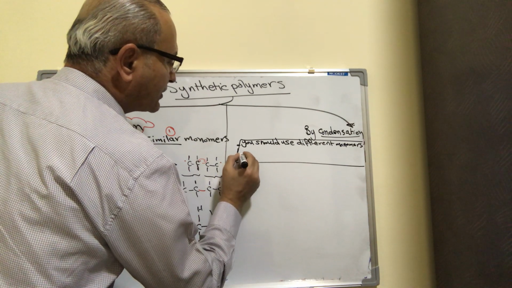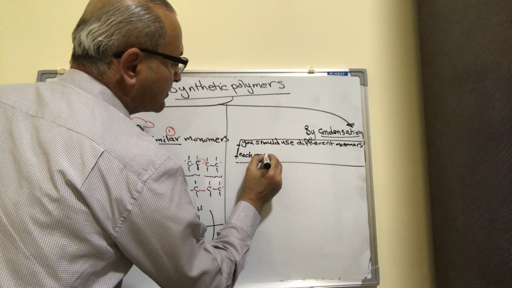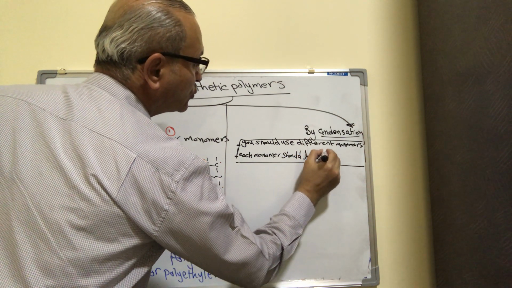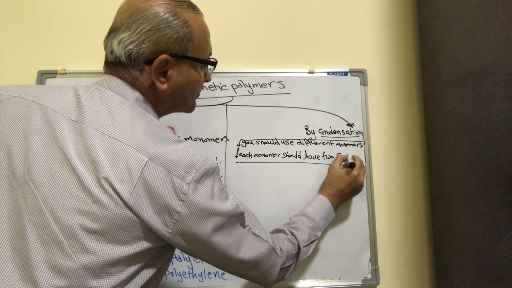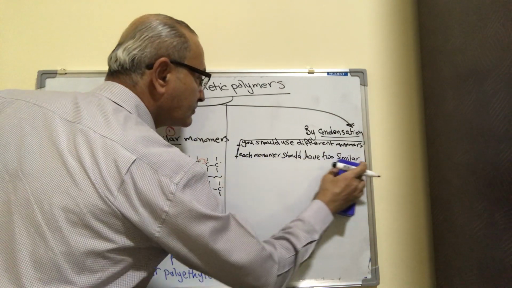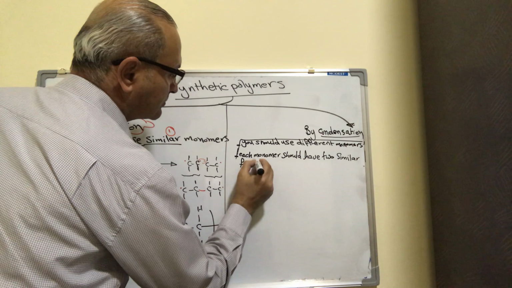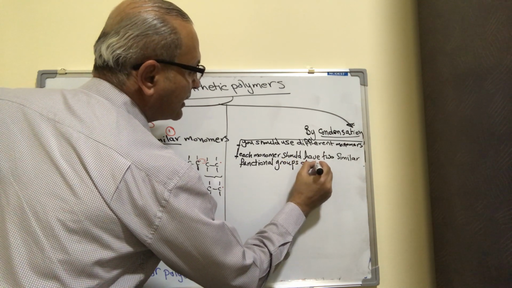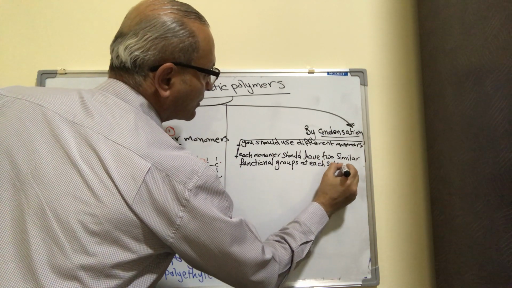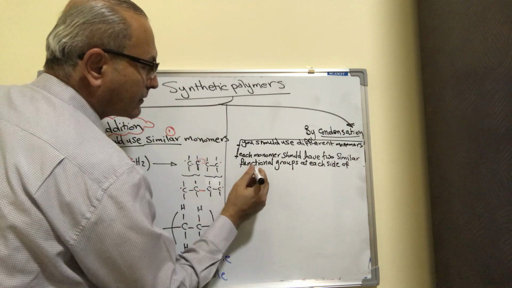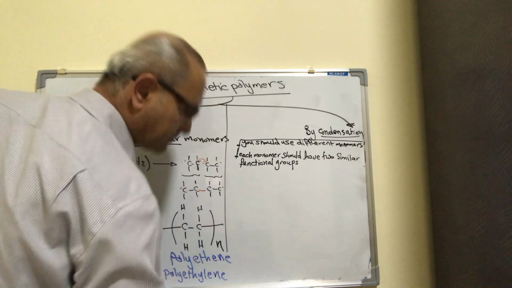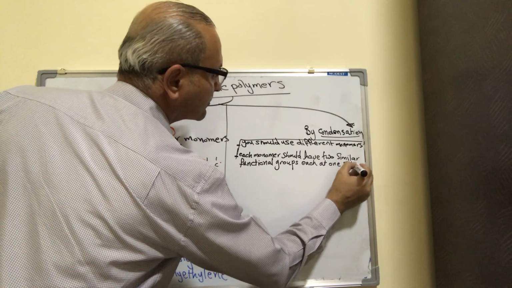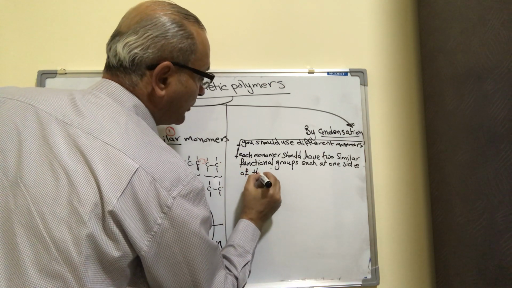Then the second thing, which is very important: each monomer should have two similar functional groups, each at one side of the monomer. What do we mean by that?